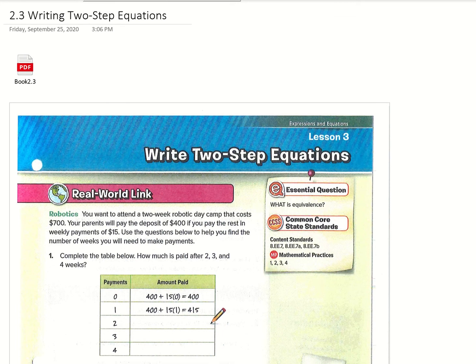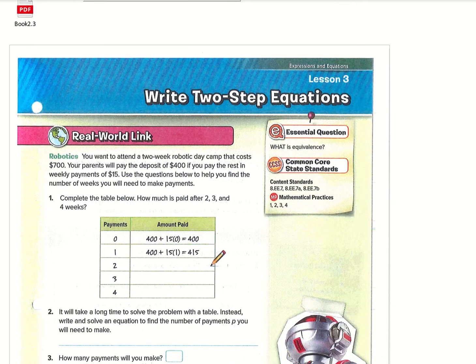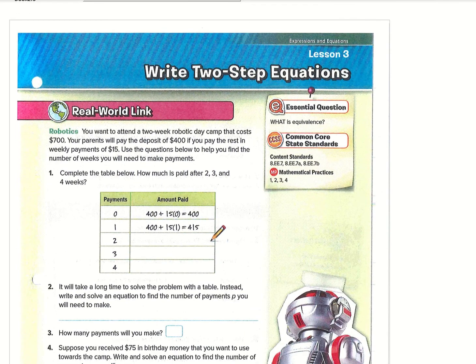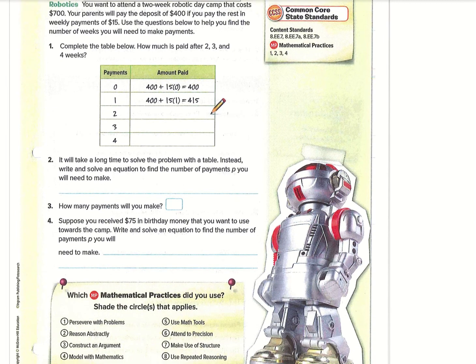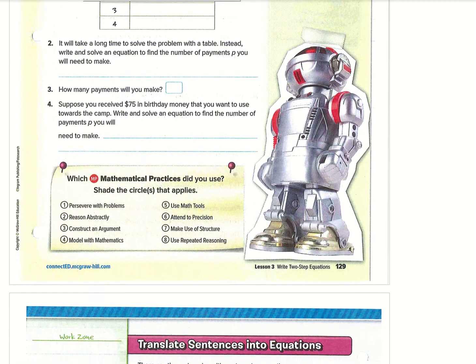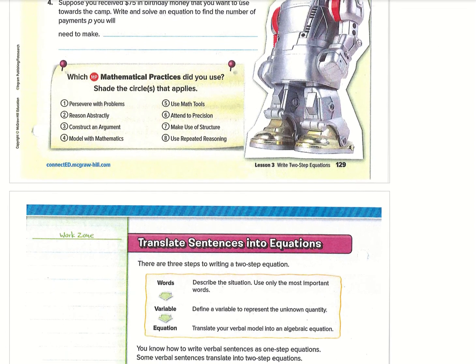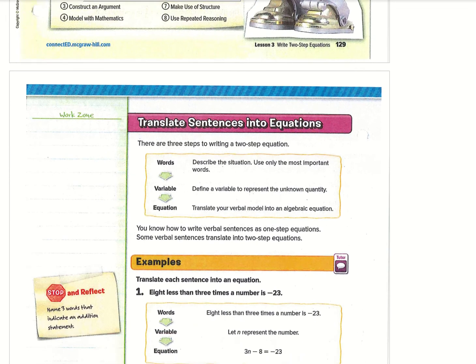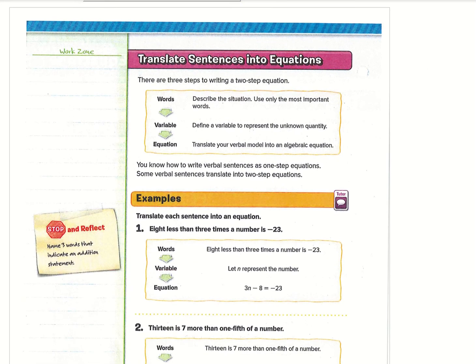So today we're doing section 2.3, which is writing two-step equations. As you can see here, we're going to go ahead and skip the first page. All right, so the goal is we are going to be able to write our own two-step equations, and then from there we're going to try to solve them.